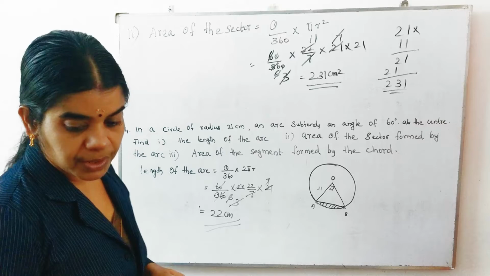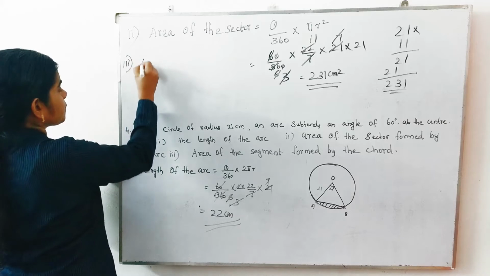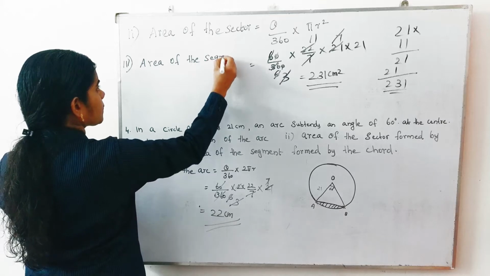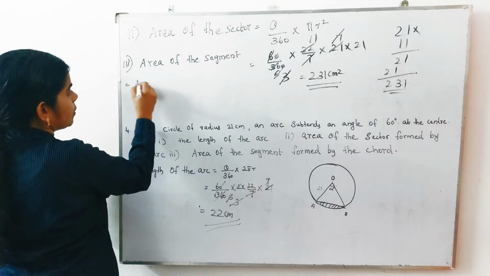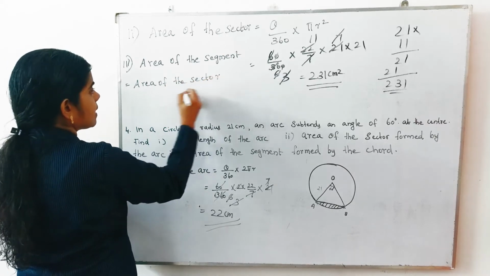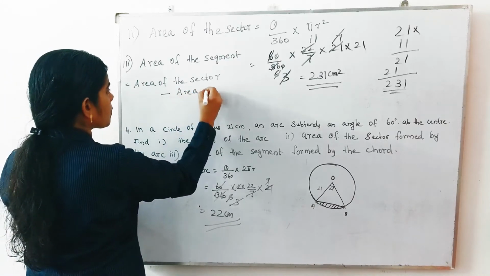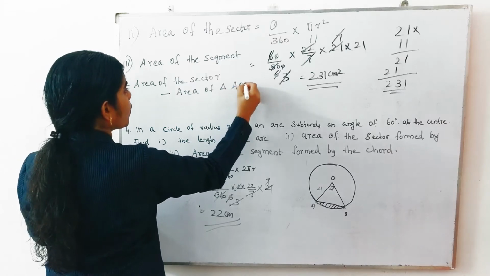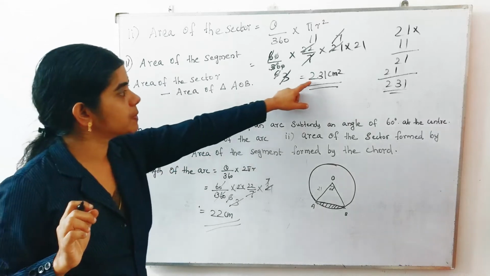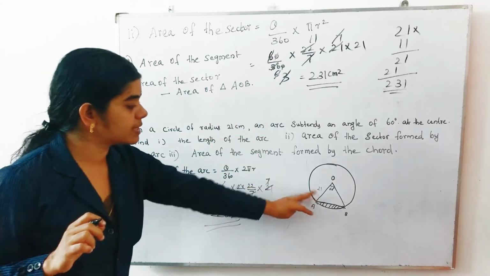Third question, we are doing area of the segment. Third one, area of the segment is equal to area of the sector minus area of triangle AOB. Sector area we already found out, that is 231. That we already know. Then next you want to find the area of the triangle AOB.